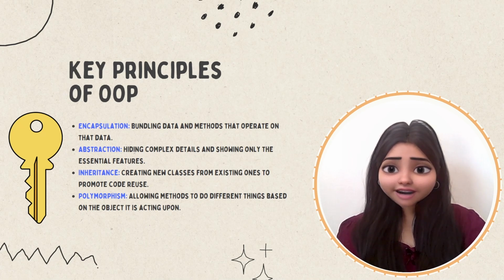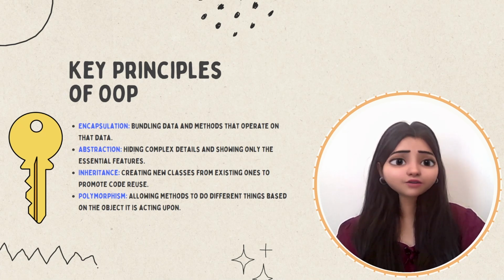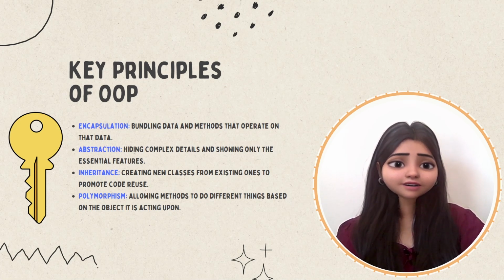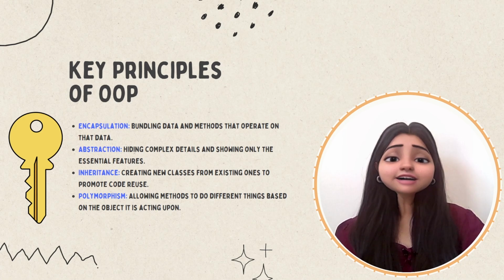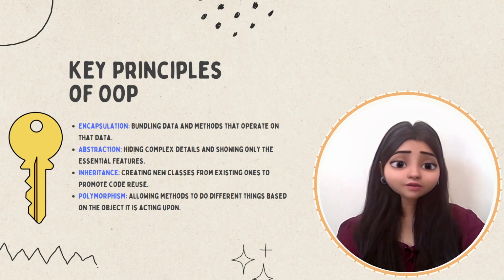Before we dive into each concept, let's quickly go over the four main principles of OOPS that we will be covering today. First is encapsulation. That means bundling data and methods that operate on that data. Second, we have abstraction. It is simply hiding complex detail and showing only the essential features. Then we have inheritance, creating new classes from existing ones to promote code reuse. And lastly, polymorphism. That means allowing methods to do different things based on the object it is acting upon.